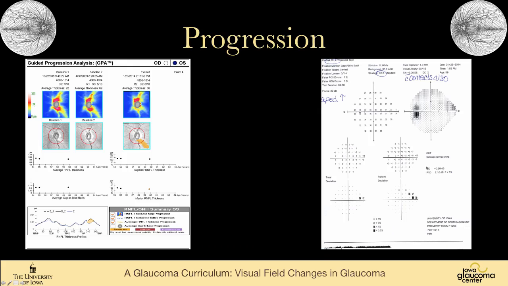Obviously, progression of field is a sign of glaucoma. This is somebody who you can see has developed in the OCT an area of thinning here and has a small peripheral defect there that corresponds with that area of thinning.